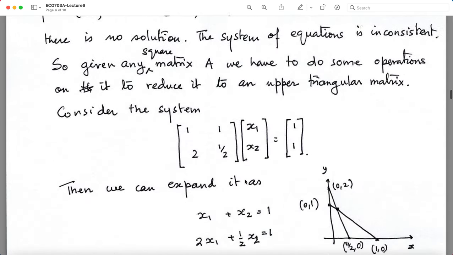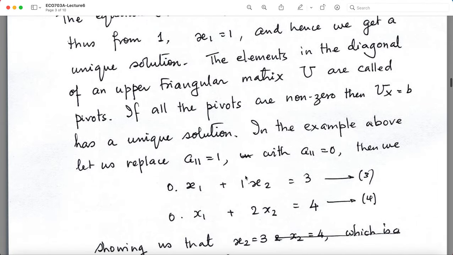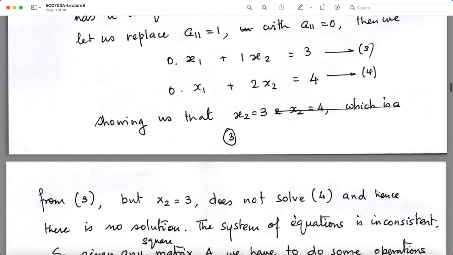Now I have the situation that from equation 3 I get x2 equal to 3, and from equation 4 I have 2x2 equal to 4. But if I put x2 equal to 3 here, it'll give me 3 times 2, which is 6, not equal to 4. Which means that the value of x2 from equation 3 does not solve equation 4. So this system does not have a solution. You cannot solve it. There's a contradiction.